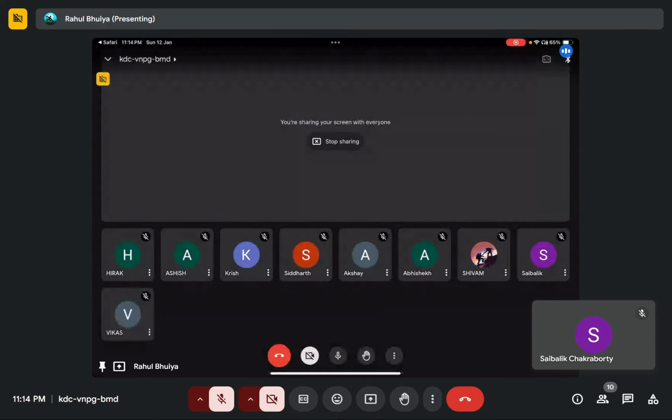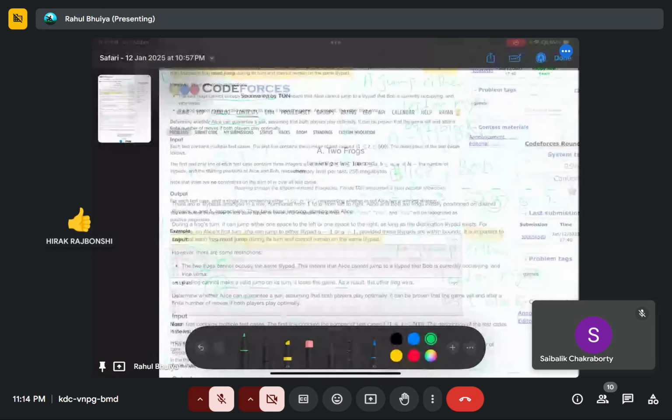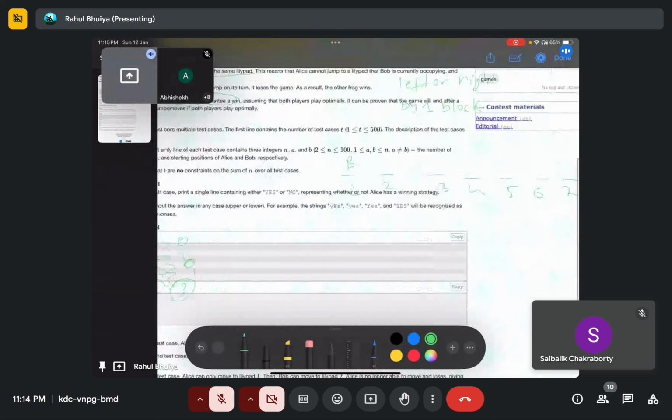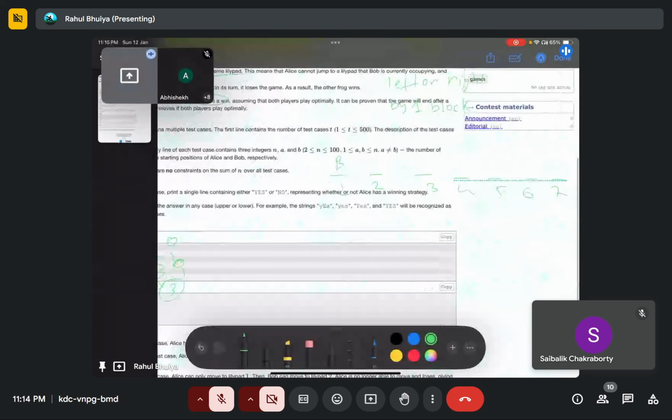You understood, Avis? The game will end only when Bob or Alice is in the first position or the last position, and Alice is on the left-hand side or the right-hand side, and the other end is blocked.